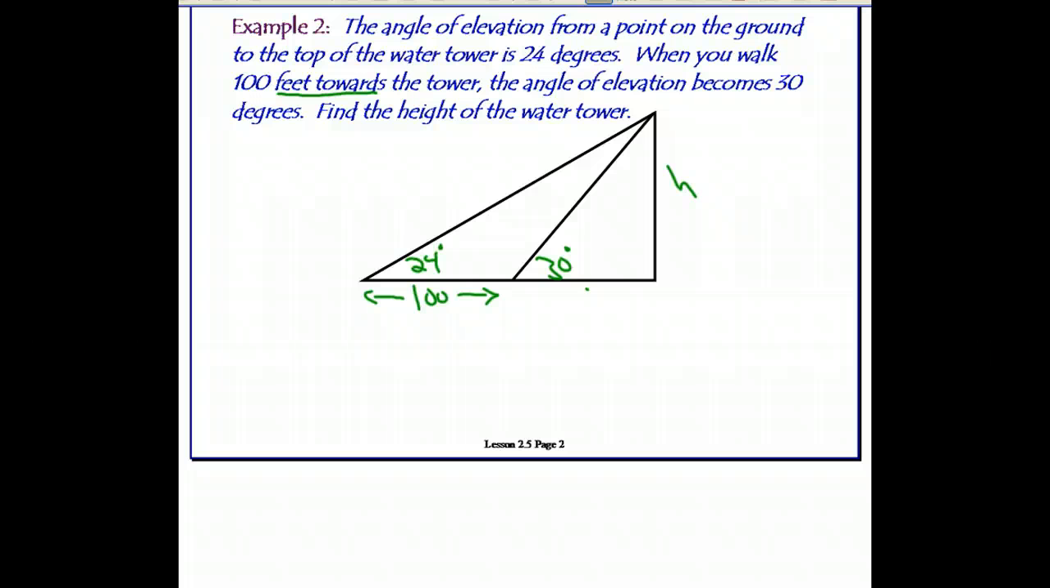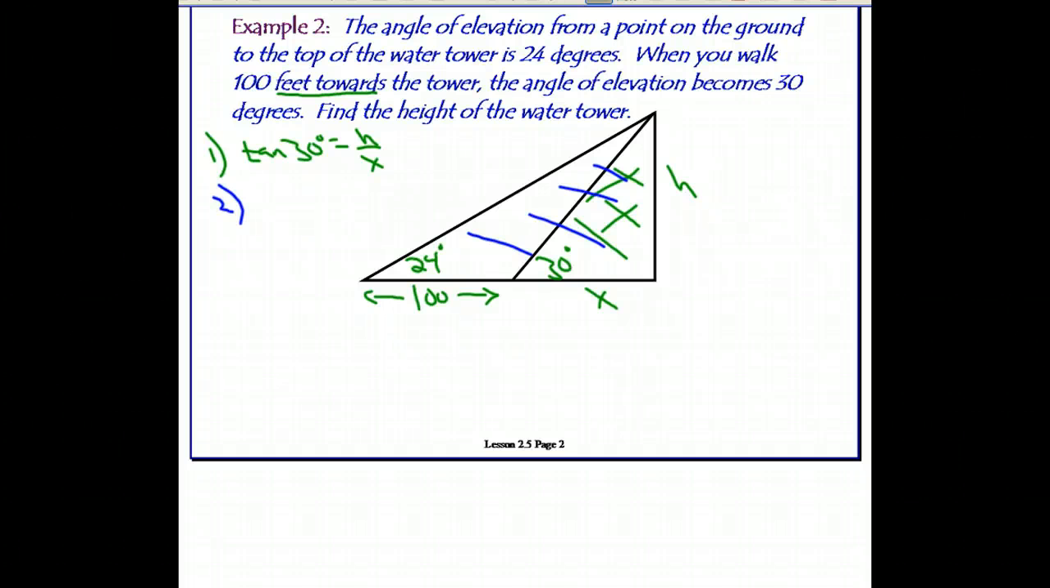So here's our h, here's our x. Similar procedure as the first. Let's go with the green triangle. And let's say we can fit a lot of it here. What's the tangent of 30? Looks like h over x. Let's go with the big blue triangle. We'll keep our color coding here. What's the tangent of 24 degrees? H over x plus 100.